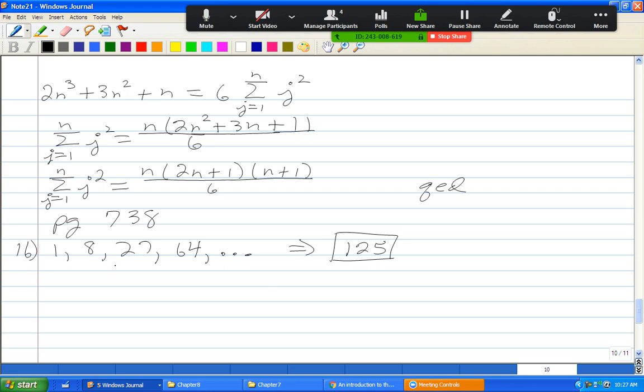How about 18? a, ar, ar squared, ar cubed. What's the next term in the sequence? If I look at this pattern here, it's a r to the 0, a r to the 1, a r to the 2, a r to the 3. It's got to be a r to the 4. And that's the next term in this sequence.